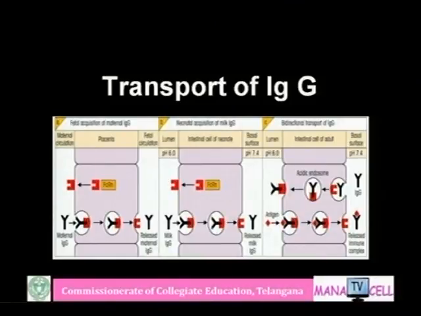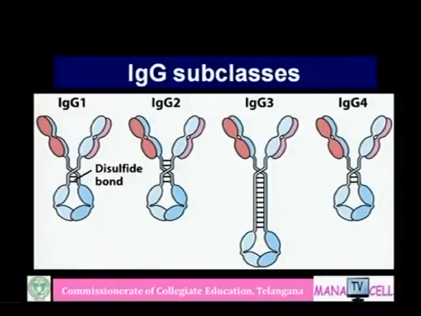with the help of the placenta. The placental cells possess the receptor for IgG, so it traverses from the mother's blood to the fetus. That is why it gives passive immunity to the baby. These are the subclasses of IgG: G1, G2, G3 and G4.